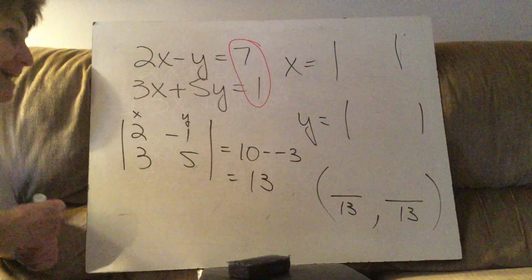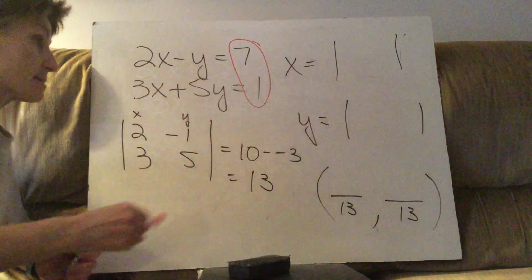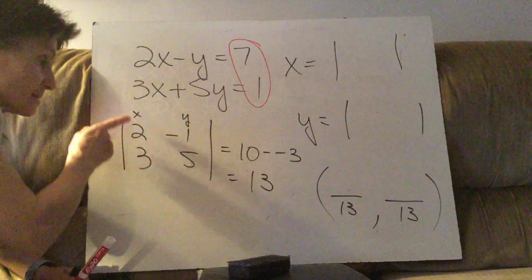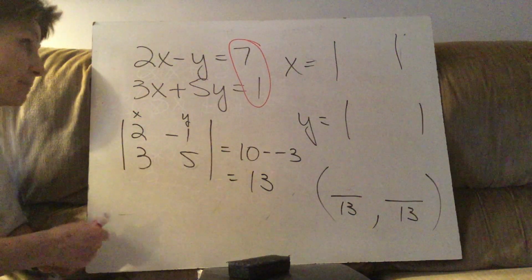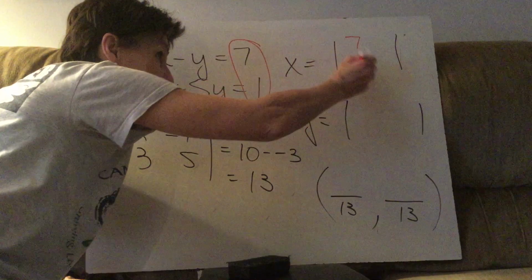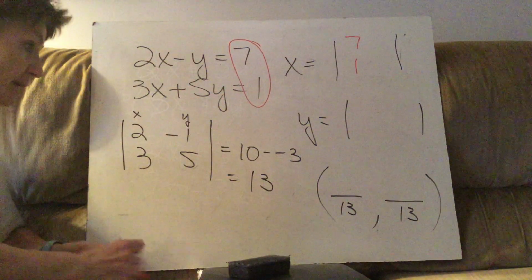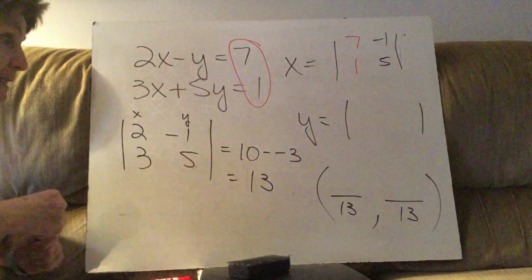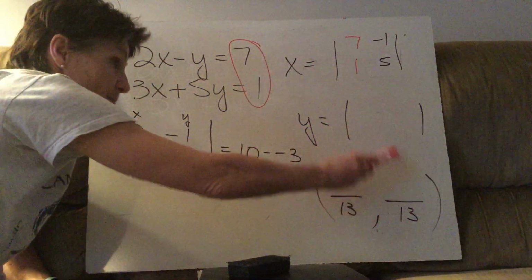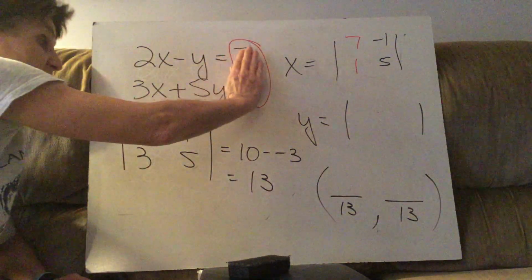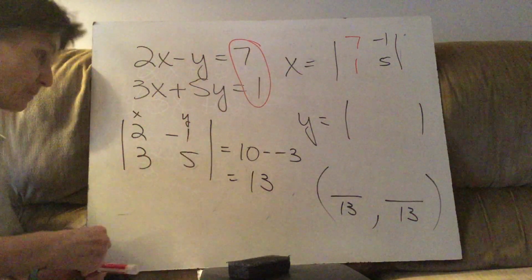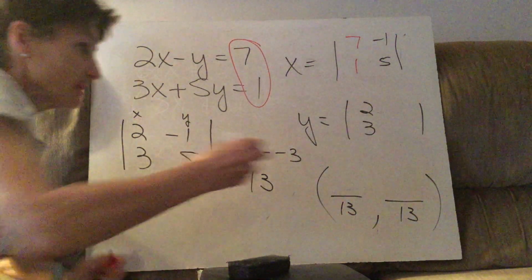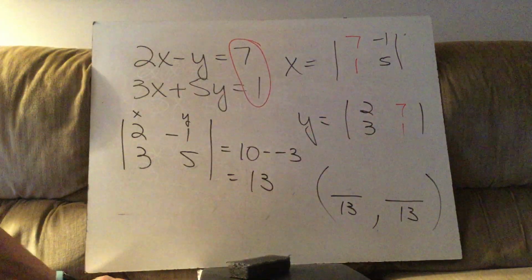So if I'm doing x, I'm going to cut these out and paste them right here on top of the x's. These are my x numbers. So I'm going to have 7 and 1 in the x spot, and then I'll still have my negative 1, 5 in the y spot. And then to do the y numerator, same thing, only these replace the y's. So I still have my 2 and my 3 in the x spot, but now I have 7 and 1 in the y spot.